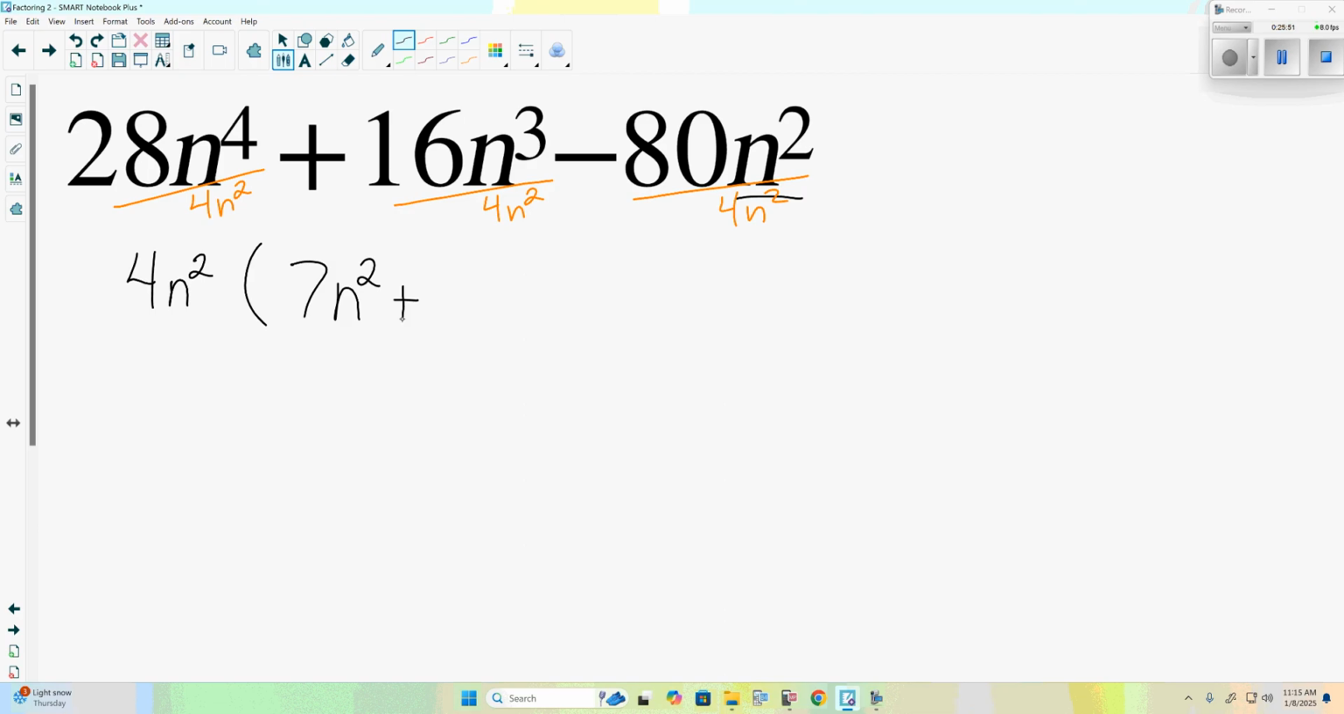So 16n cubed, when we factor the 4 out of 16, we're left with what? 4. 16 divided by 4 is 4. If we had 3 n's and we take 2 away, we were left with 1 n. We need to factor the 4n squared out of 80n squared. Well, our 80 divided by 4 is what? And we factor n squared out of n squared. It just leaves us with 20 because it factors out completely.